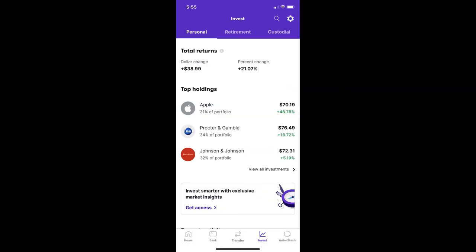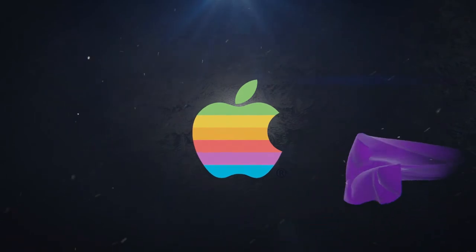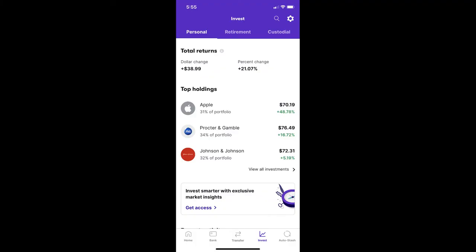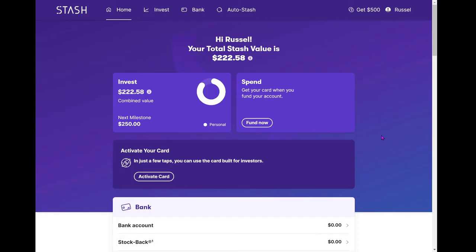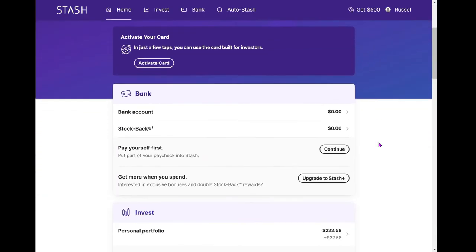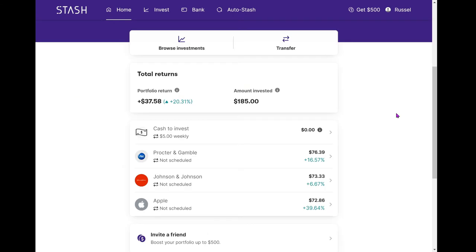Check it out right here. Apple was at $70, so it was the lowest of the three. So I get to buy myself some more Apple. As if you don't know, the lowest of the three is what I'm purchasing every single week. So I did buy Apple. Current value is $222.58. So I did get to buy Apple, as it was the lowest of the three at $70, just beating out Johnson & Johnson.